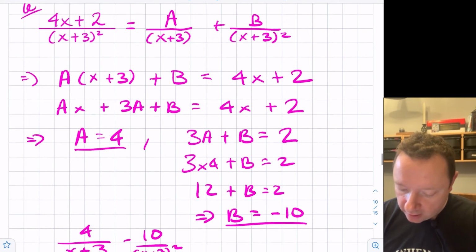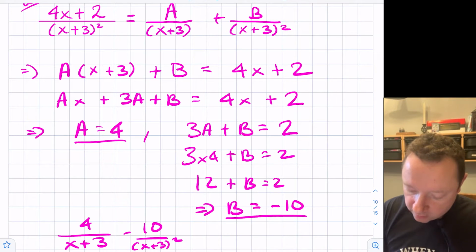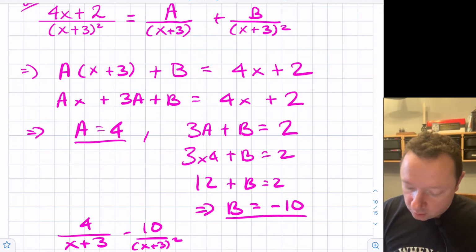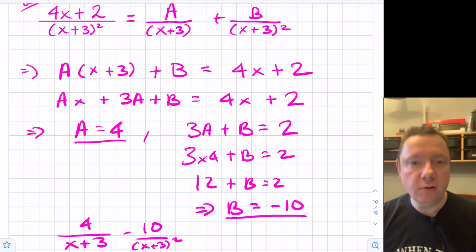Let's just double check our answer to make sure that actually adds up to what we originally got. So if I times this one by x plus 3, which is all I need to do, I get 4x plus 12, and then take away 10, which is 4x plus 2, so it's definitely correct.